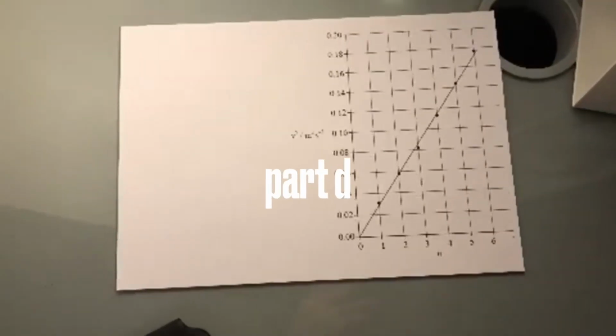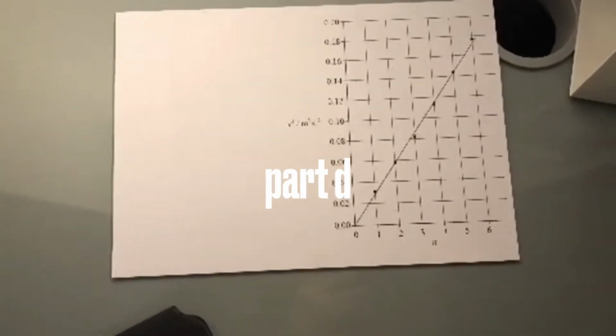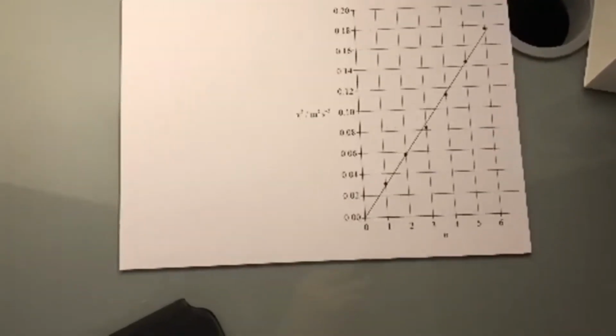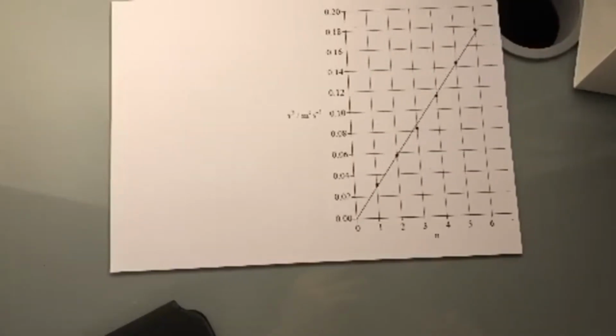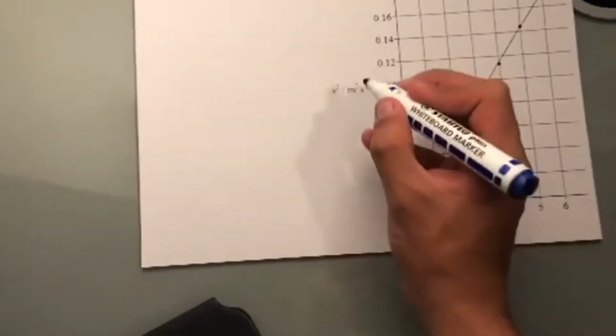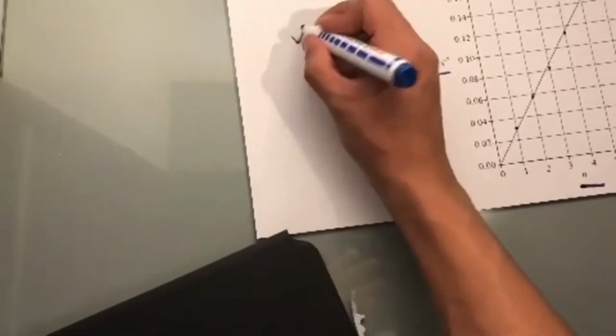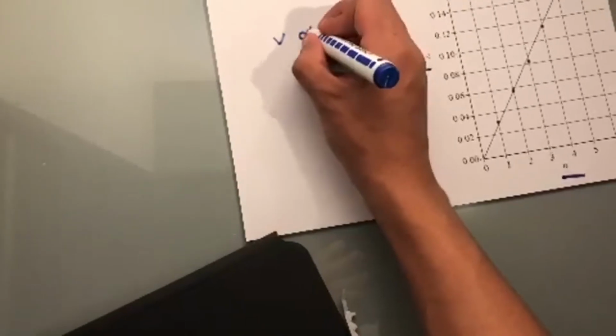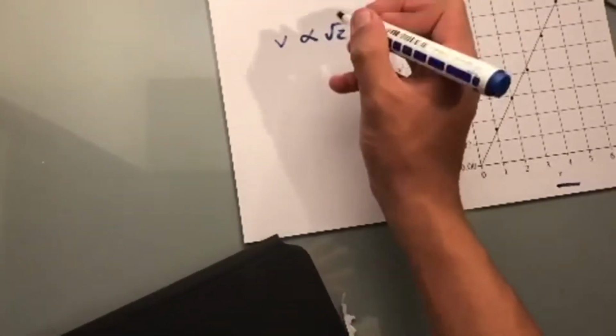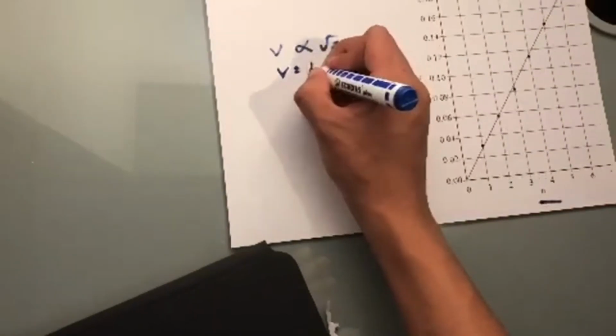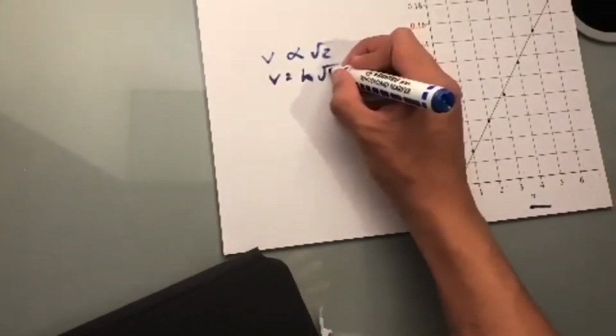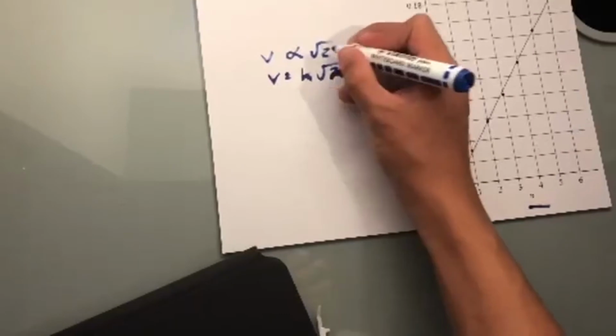Now for part D, we're trying to find if v is proportional to the square root of n, and we have been given a graph of v squared versus n. Let's write down the formulas here. So v is proportional to the square root of n. This means that v is equal to a constant number times the square root of n, sorry.